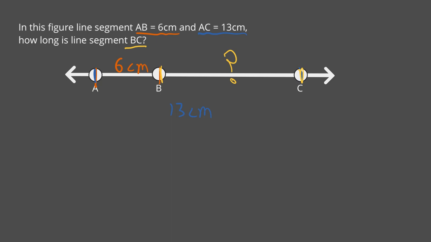So we can write this just like we did in the previous problems. AB plus the yellow, BC, is equal to AC, and we know what those numbers are. So AB is going to be 6 centimeters. We don't know what BC is, so we'll leave that as a question mark. And AC is 13 centimeters.